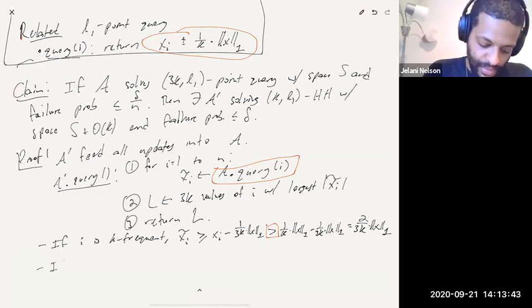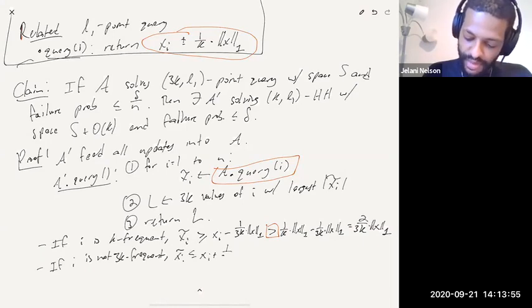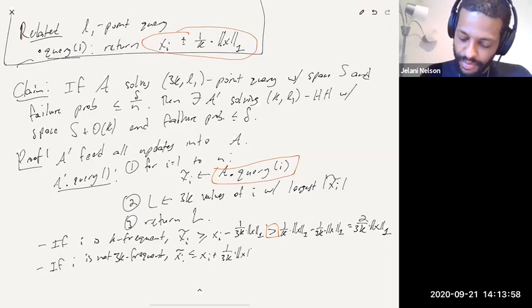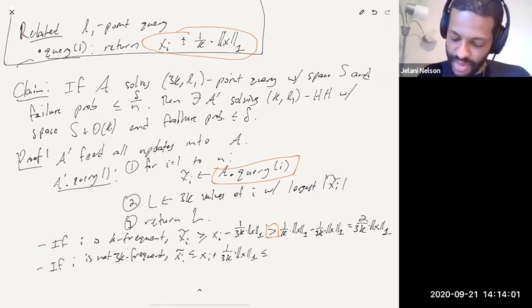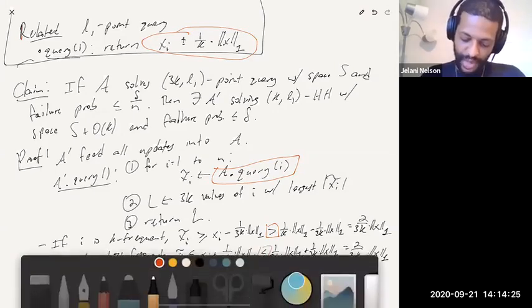Meanwhile, if i is not even 3K frequent, then xi tilde will be at most xi plus 1 over 3k times the L1 norm, which is going to be at most 1 over 3k. If it's not even 3k frequent, that means xi is at most this. And that's the error, which is the same thing as above. And I should put absolute values here.